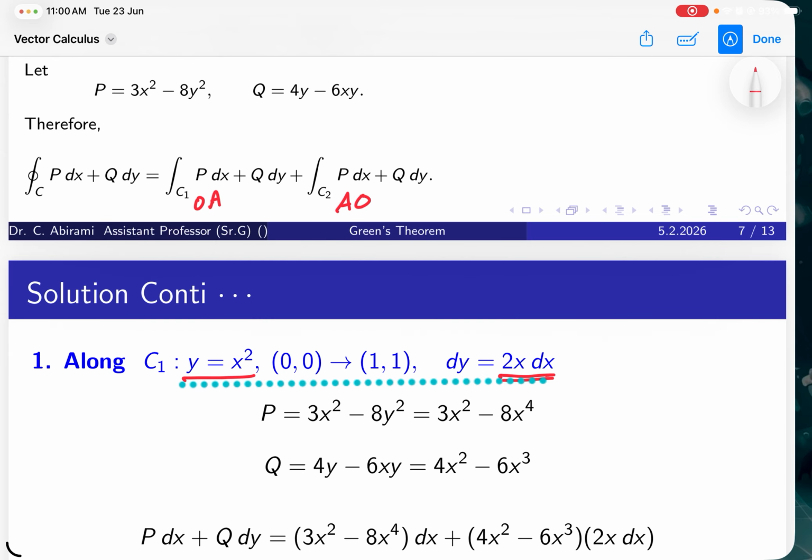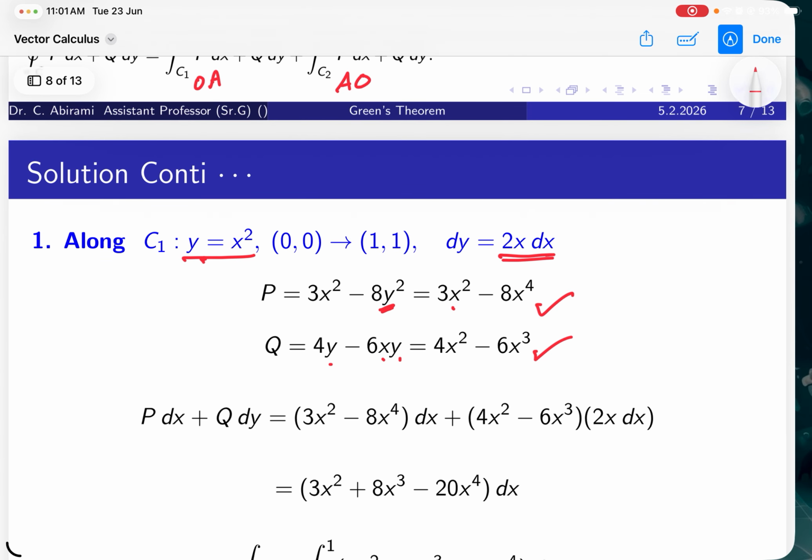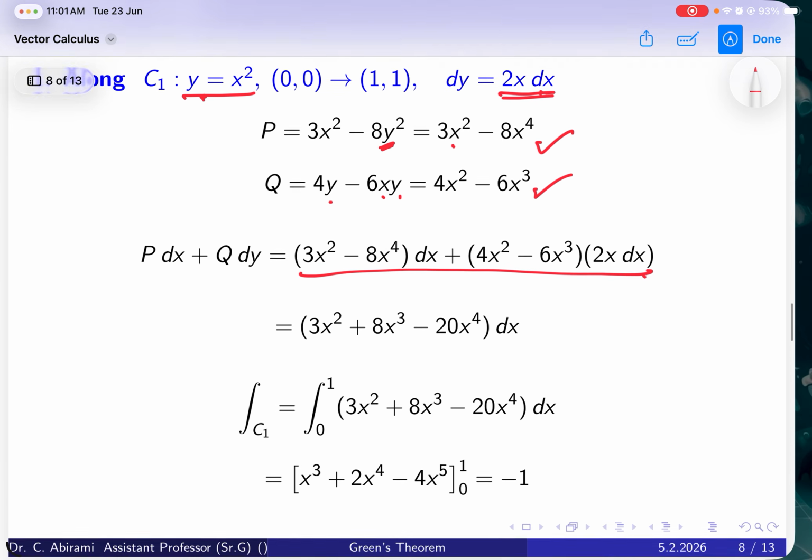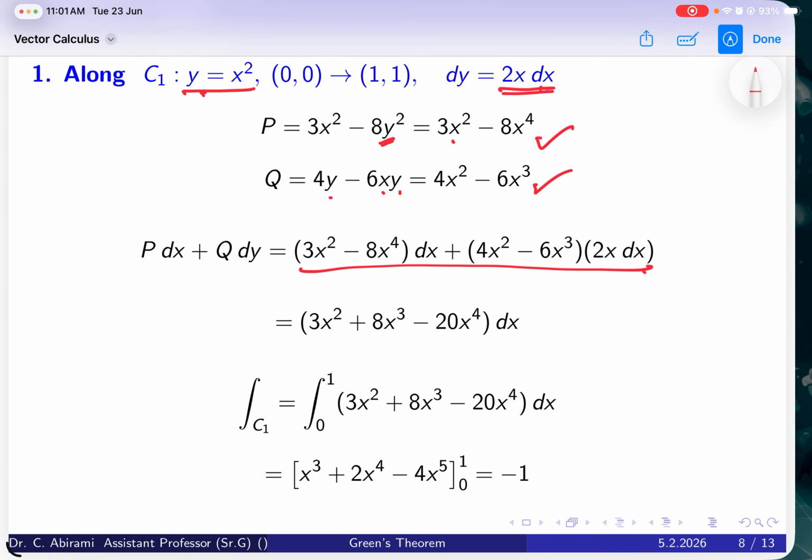So P is equal to 3x squared minus 8y squared. You retain x as it is. You convert only y in terms of x: y squared becomes x power 4. Similarly for Q, you convert y in terms of x: 4x squared minus 6x times y, meaning y squared, gives 6x cube. So you can substitute here: P dx plus Q dy will be equivalent to this, because dy is 2x dx. Now simplify: 3x squared plus 8x cube minus 20x power 4 dx.